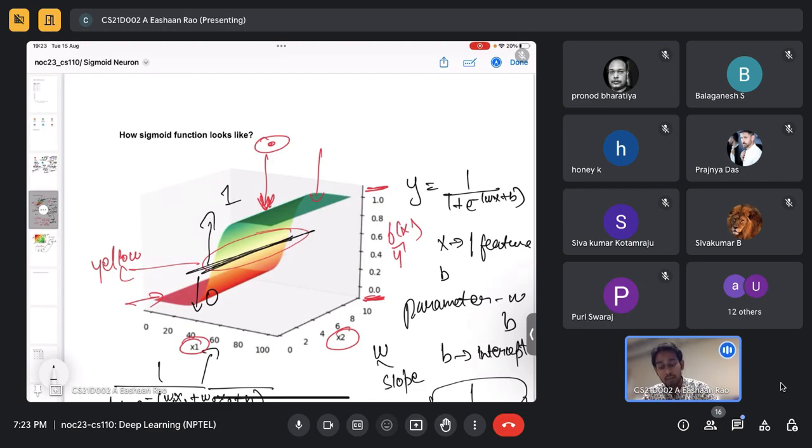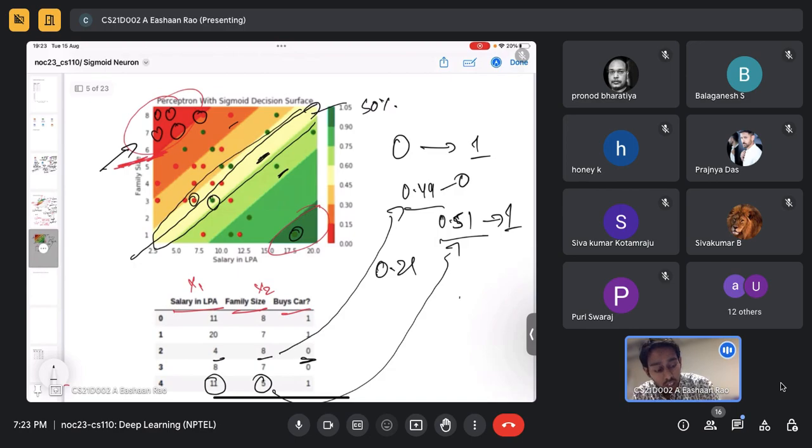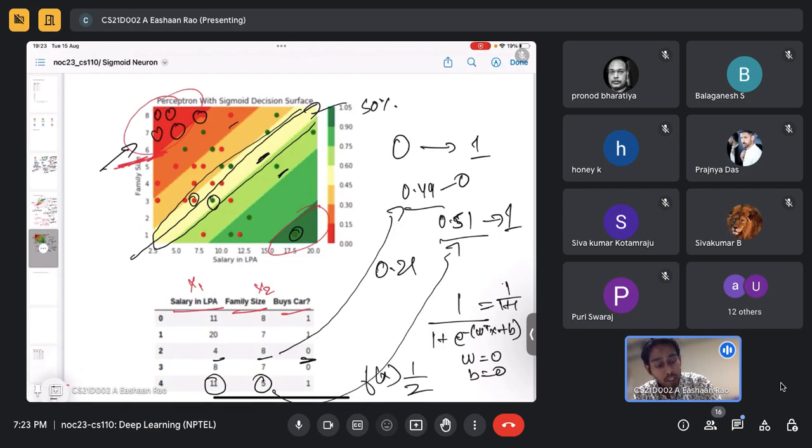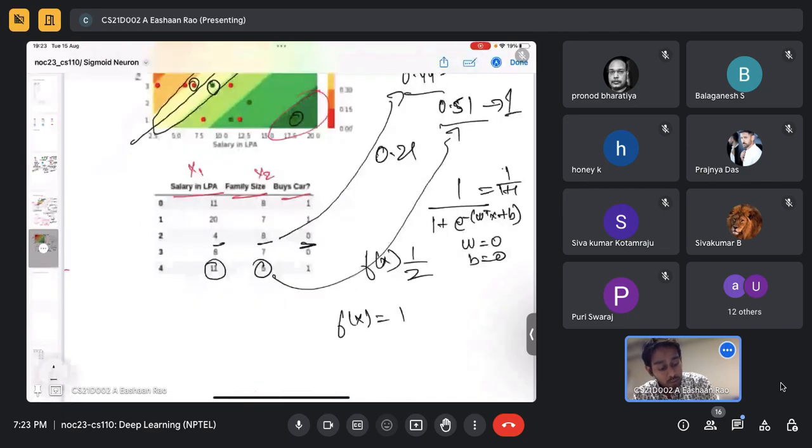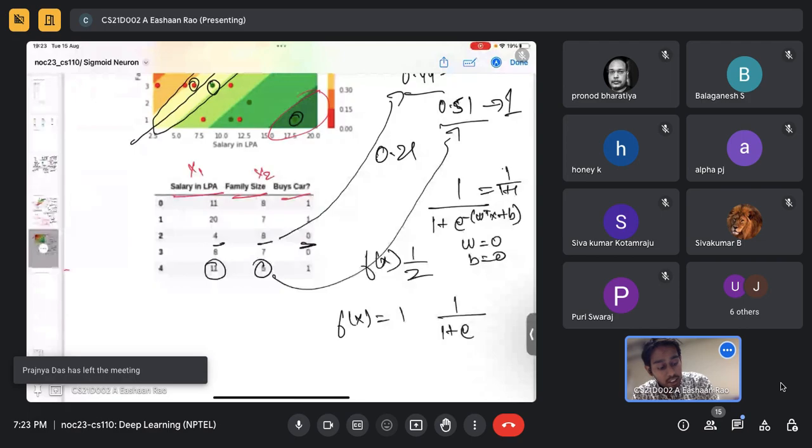And why? Because the sigmoid function will always give me a value within the range of 0 and 1 only, because of the equation that we have. So if w equal to 0 and b equal to 0, you know that I will get f(x) as 1 by 2. Okay, because it will become 1 upon 1 plus 1. But if I want to go closer to 1, that is, if I want f(x) equal to 1, then what I should do is decrease this value.